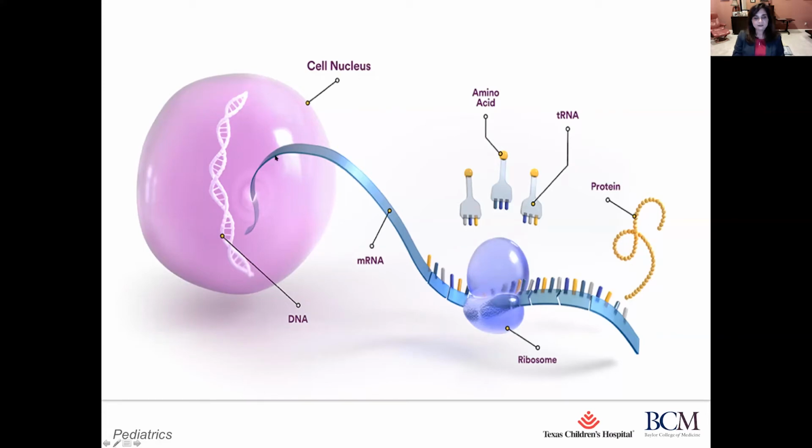And messenger RNA carries the recipe to the cytoplasm. There is another molecule called ribosome, which reads that information and tells another molecule, which is transfer RNA, to bring the ingredients of that recipe. And transfer RNA brings all the ingredients in the form of amino acids, which will lay down and then make the protein.